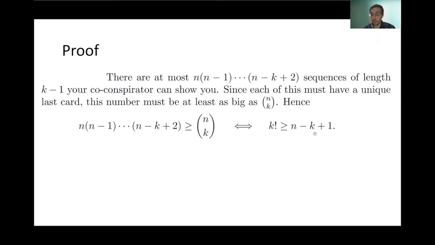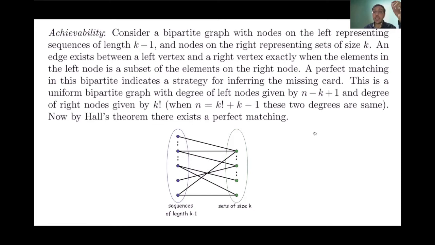So for the case where n is exactly K factorial plus K minus one, we need to give an argument that there is a strategy to do this, right? So we make a bipartite graph here. The nodes on the left-hand side are ordered sequences of length K minus one. So each item in the sequence is a number between 1 and n. And we take a sequence of length K minus one. It's an ordered sequence.